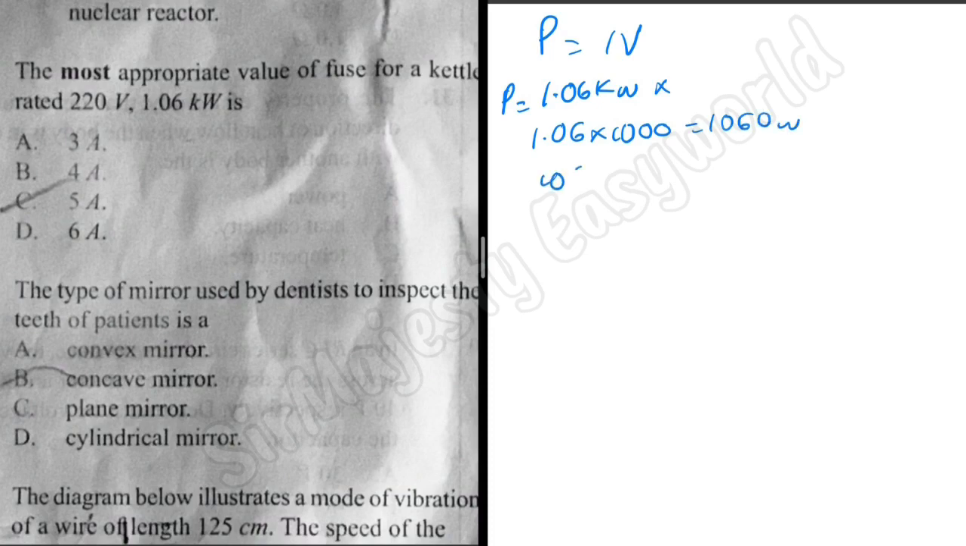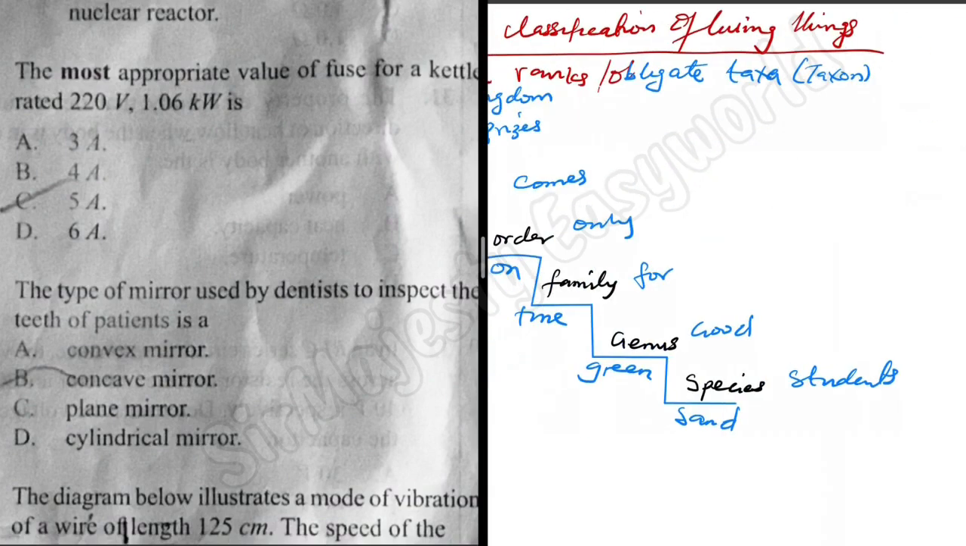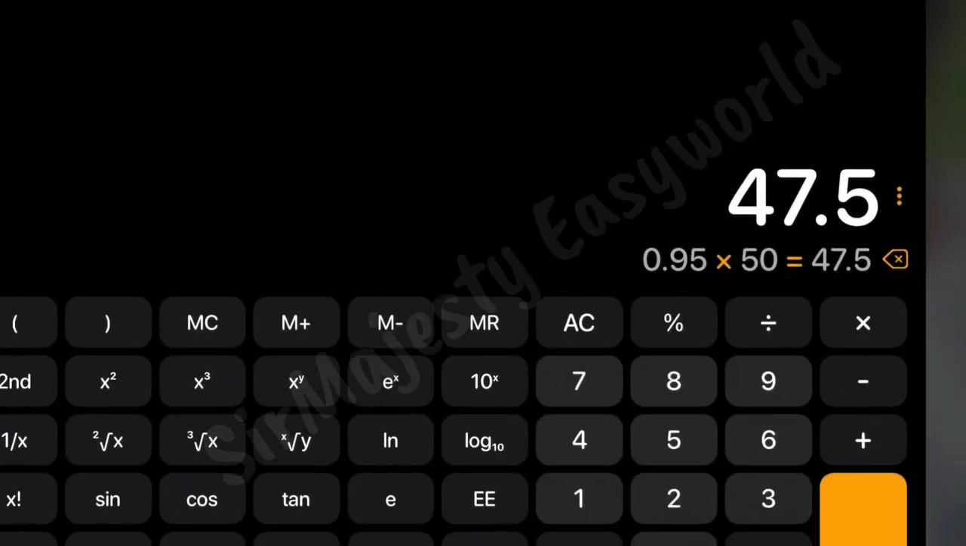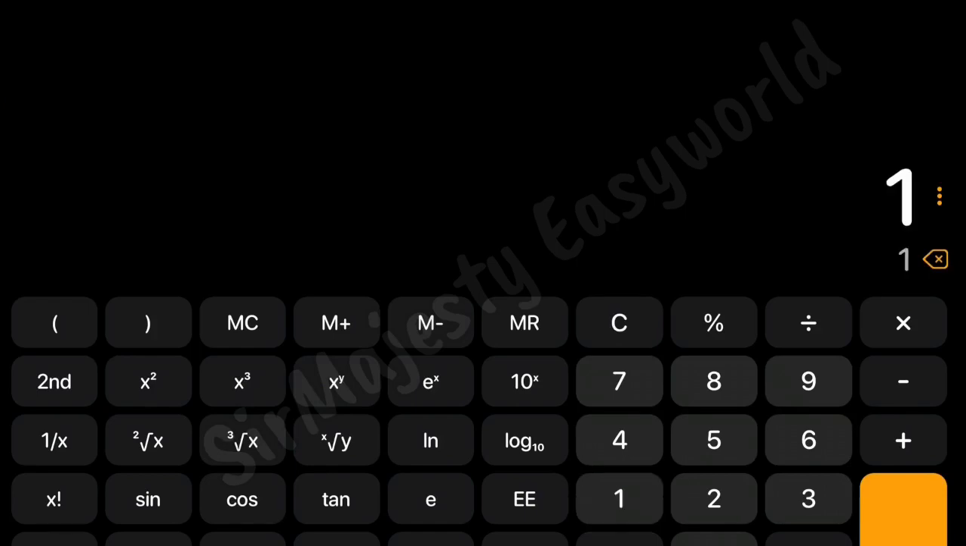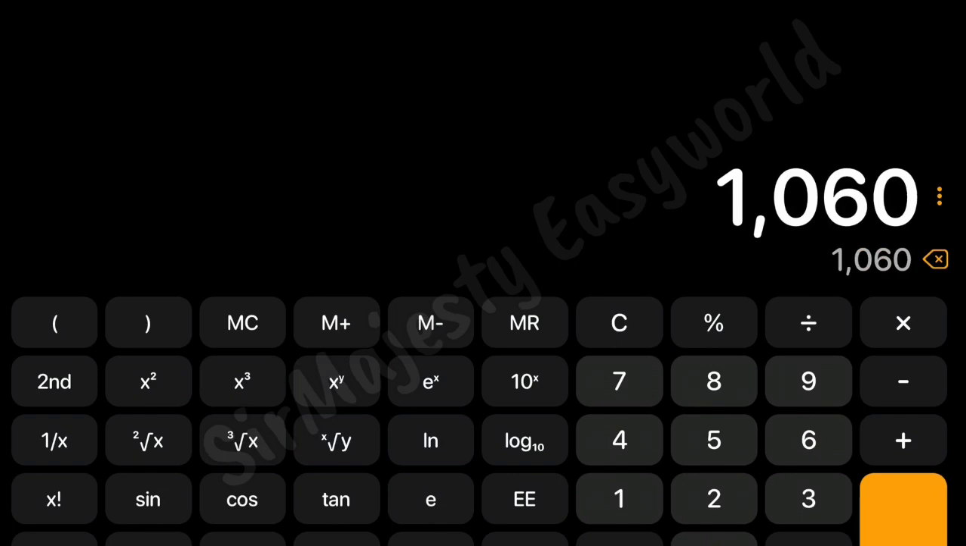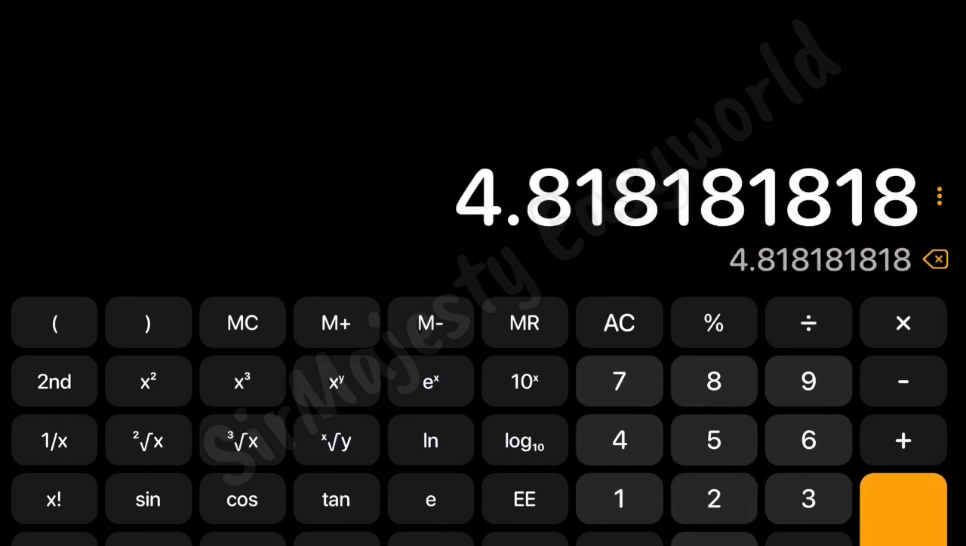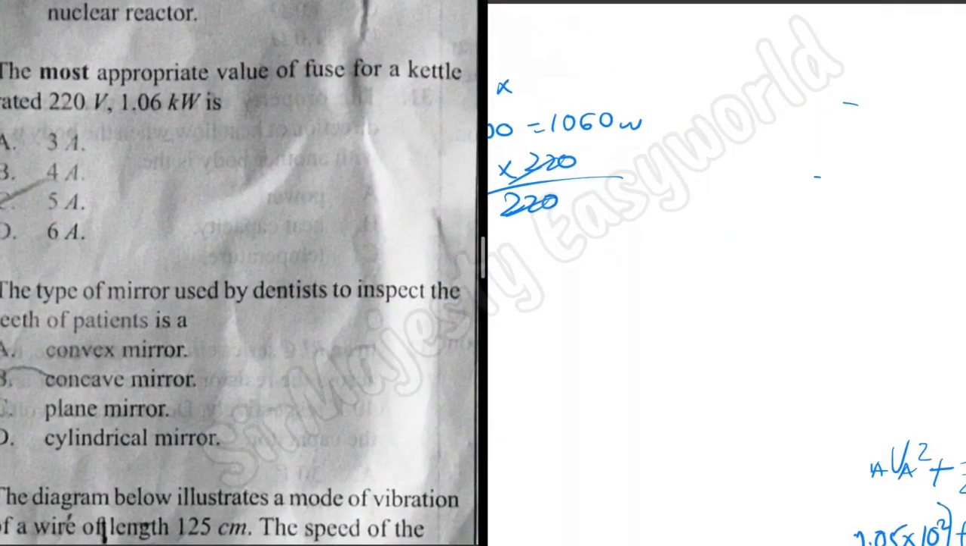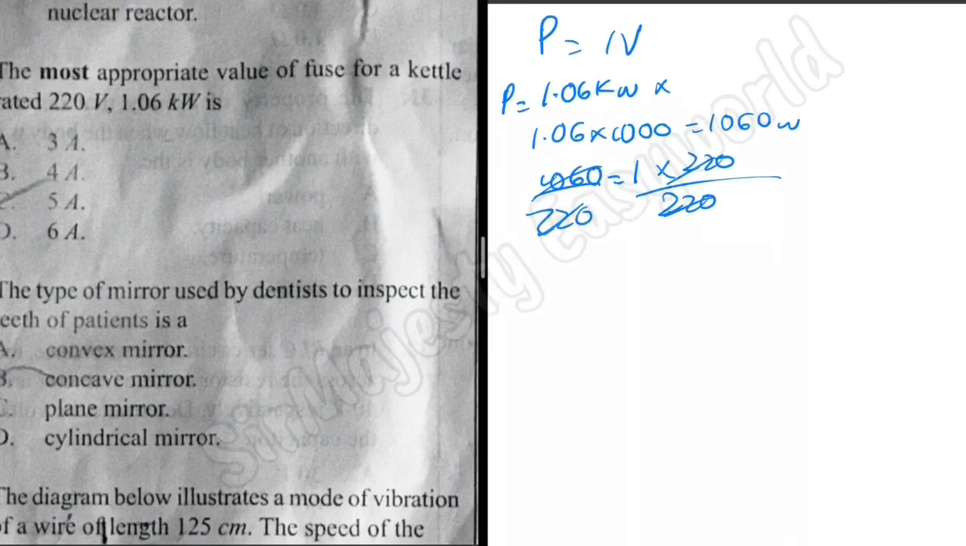So that will be 1,060 is equal to, our I is what? We don't know. Multiply by 220. Divide both sides by 220 volts. So that will be 1,060 divided by 220. That will be 4.8 amperes.